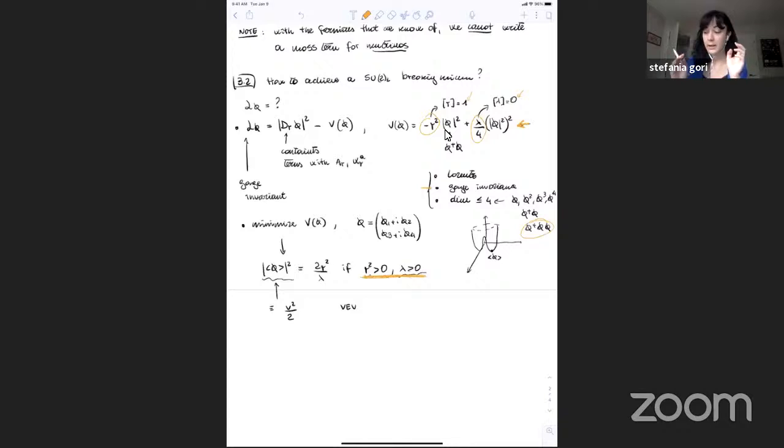Otherwise, either you get a potential that goes to -infinity for large field configurations, in the case of lambda smaller than 0, or you get a simple potential that has a minimum at 0. So these conditions here are necessary to have a non-minimal vacuum, a non-trivial vacuum.